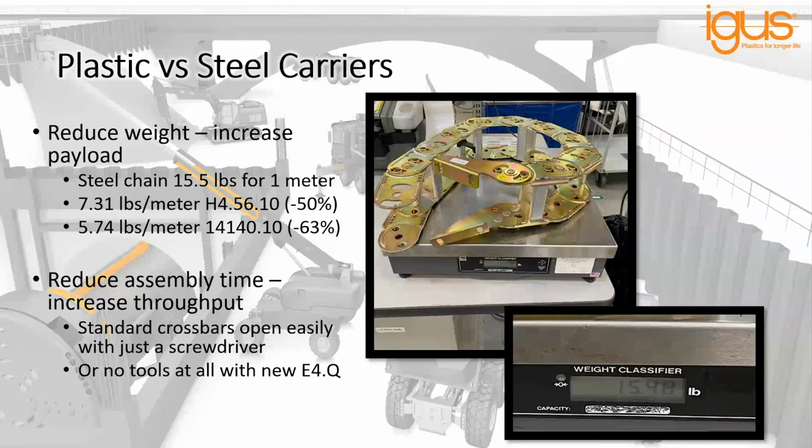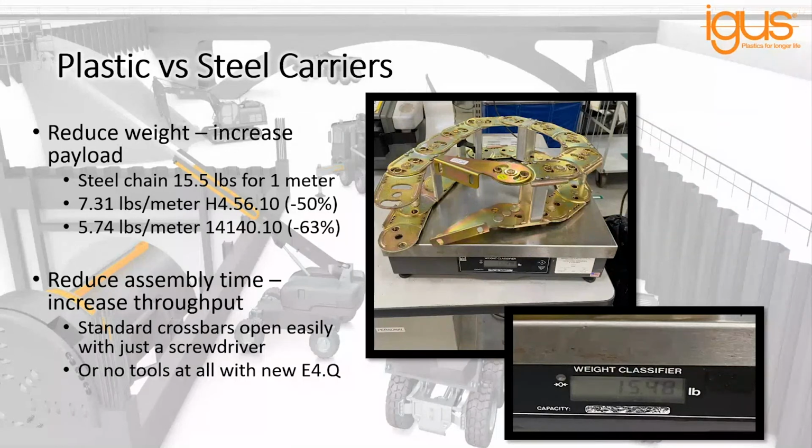there's a photo on the screen. That's an example of a steel chain, and we see that it weighs about 15.5 pounds for roughly 1 meter of chain. It's a common steel chain used on a number of different types of industrial equipment. Comparing that against the igus alternative, that chain would potentially cross to an igus H456.10, which is the chain series and size that igus would use to replace that. That has a comparable weight of 7.31 pounds for the same length. So that's a reduction of nearly 50%.